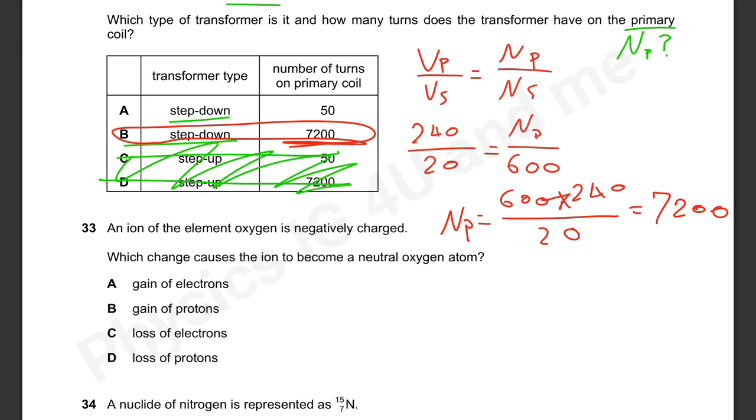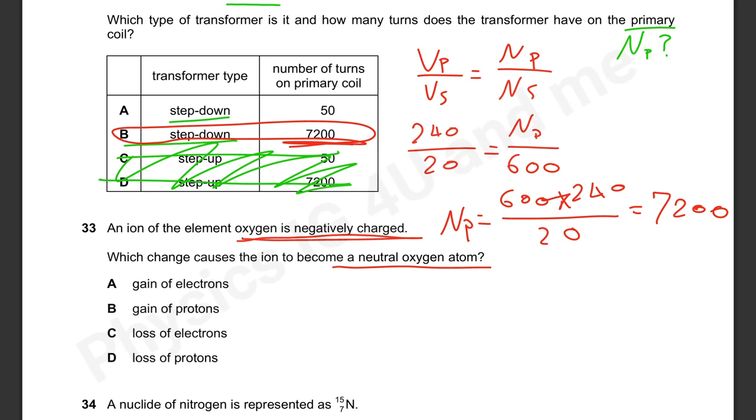Let's do now the last question, 33. It says an ion of element oxygen is negatively charged. Which change caused the ion to become a neutral oxygen atom?